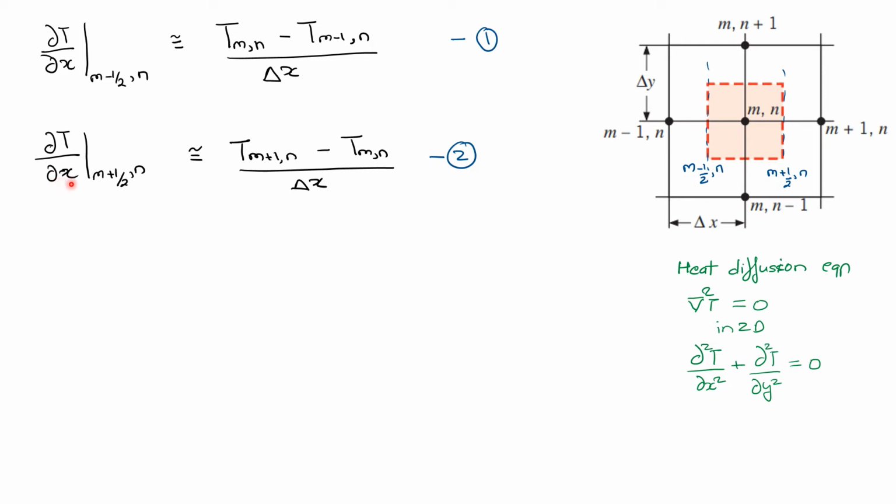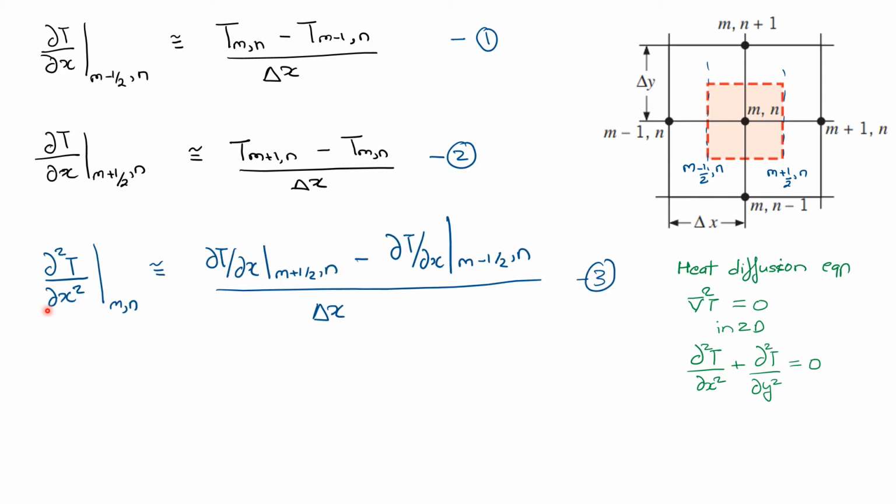Okay, similarly the temperature gradient at m plus half comma n, that's this location here, can be written as T of m plus 1 comma n minus T of m comma n. So that means this temperature minus the temperature here divided by delta x, and let's say this is equation 2.